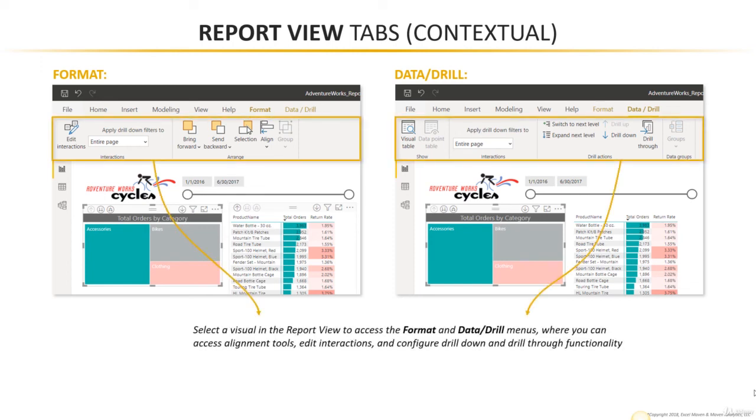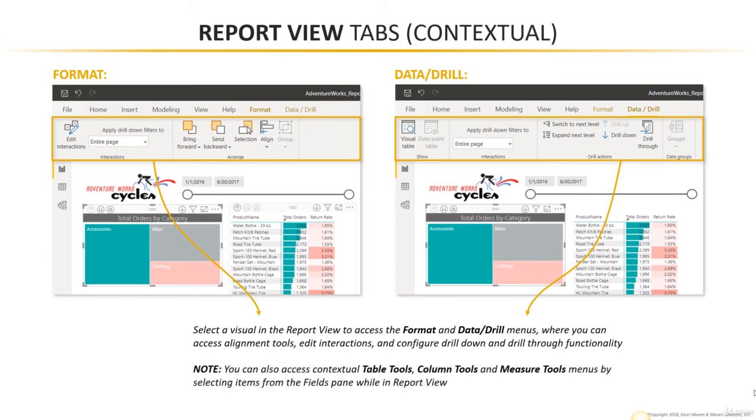And inside of these menus, you're going to find the same old tools that you're used to seeing. You can access alignment tools, you can edit visual interactions, configure your drill down and drill through functionality. We'll talk about all that stuff later. Another thing to note here, you can access contextual menus like table tools, column tools, and measure tools right here in your report view as well by selecting items in your field list, which we're going to talk about next.